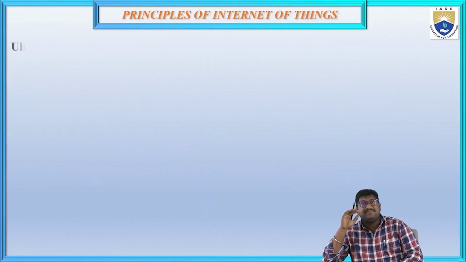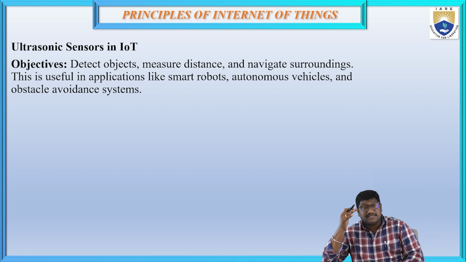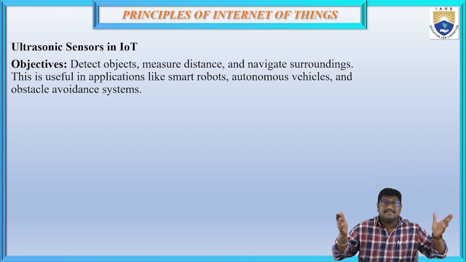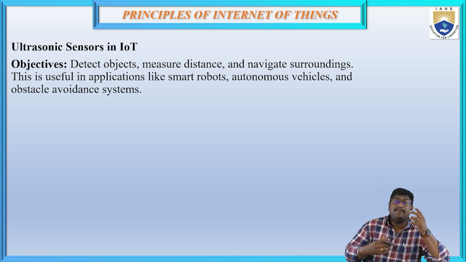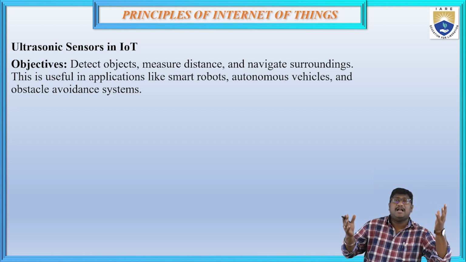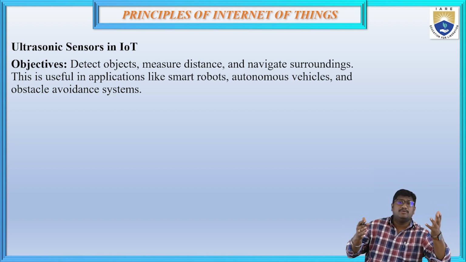And coming to the next factor, which is ultrasonic sensors in IoT for measuring the distance. The main objective of using these ultrasonic sensors was to detect the objects which are at a distance. We are also measuring the distance and we are also navigating the surroundings. This is very, very helpful in security applications. Along with that, we are designing robots. We are seeing smart robots nowadays, and we have seen in hotels also robots are serving.